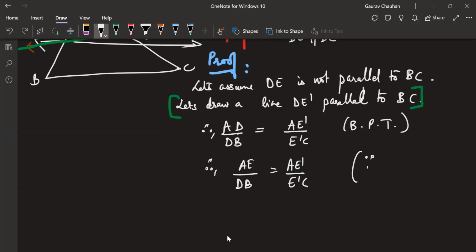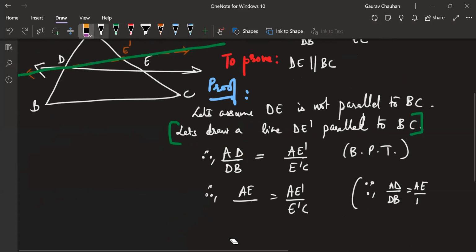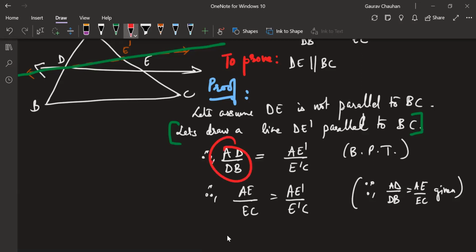Okay, the reason is given AD by DB is equal to AE by... Sorry, this will not be DB. This will be AE by EC. Yeah, AE by EC is equal to AE dash by E dash C. So this is already given. From this given, I am putting in this place. Okay, does that make sense?